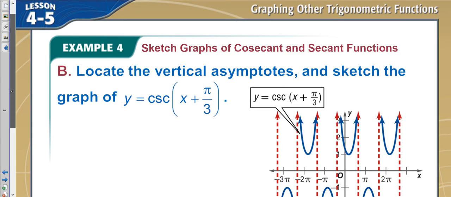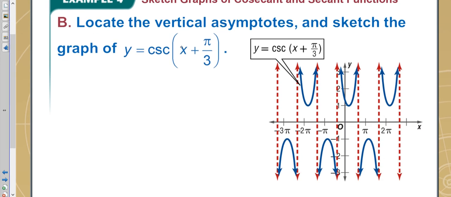Let me try another one. This one will be a little easier, I believe, because it is a cosecant, an inverse sine. So this is the same thing. It's saying when does sine of x, not of x, I'm sorry, sine of x plus pi over 3 equal 0. That's when we'd have a vertical asymptote, because CSC is the same thing as 1 over sine, and you're not allowed to divide by 0. So when does that equal 0?